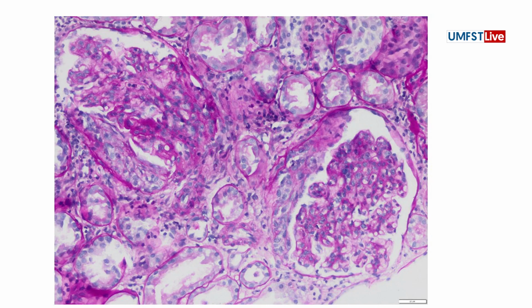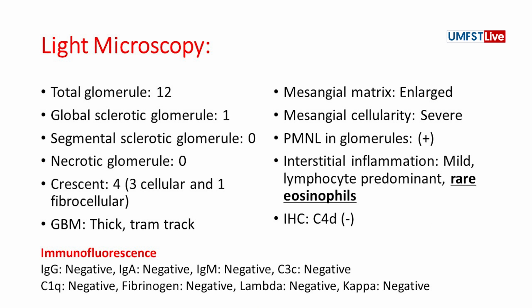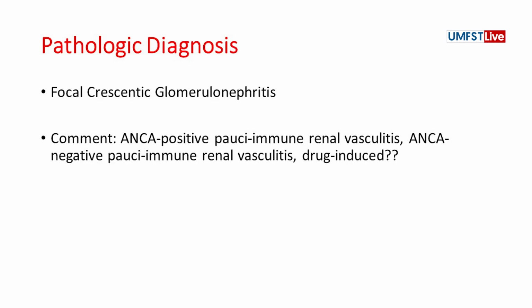We didn't see any necrosis. It's cellular and fibrocellular crescents. With the silver staining you see the cellular crescents here. In light microscopy, we see 12 glomeruli, 4 with crescents, less than half. 3 are cellular and 1 fibrocellular, with a thick tram-track appearance. Mesangial cellularity is severe. We didn't see any necrosis, and immunofluorescence is negative. And we call it focal crescentic glomerulonephritis.